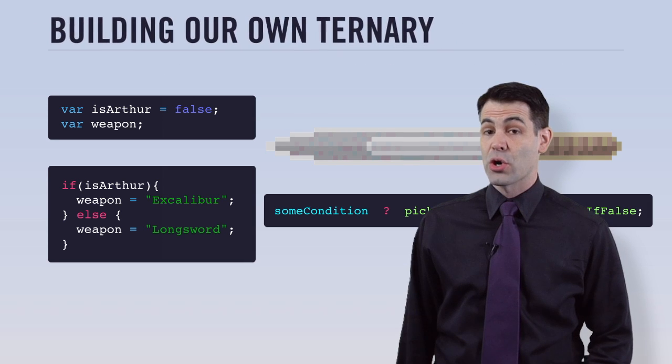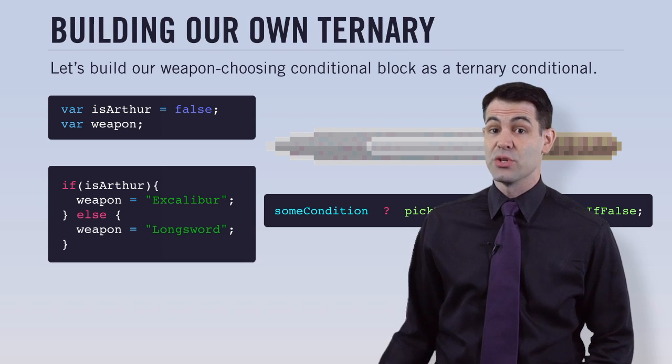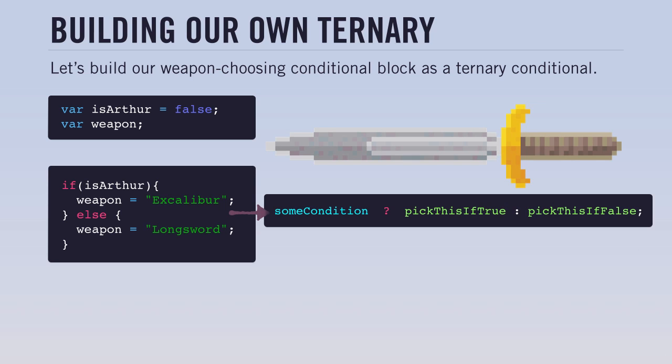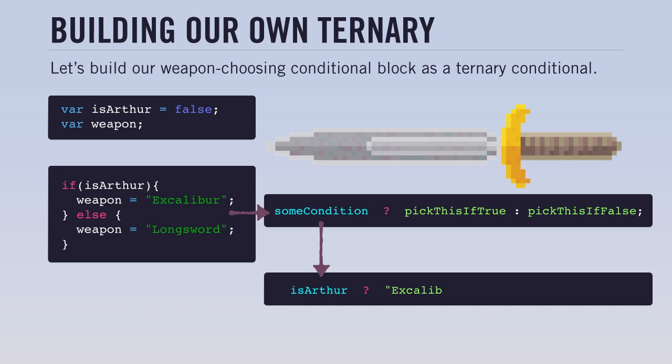So let's see how our current conditional block can translate into the ternary conditional format. You can see here we're going to stick our condition, which is isArthur, a single variable with a Boolean value. And then on the left-hand side of the colon, we're going to put Excalibur because that is what we want to be the weapon if isArthur is true. On the right-hand side, we're going to put longsword. That's what should happen if isArthur is false.